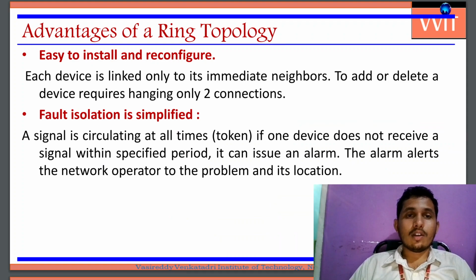The advantages of ring topology are that it is easy to install and reconfigure. Each device is linked only to its immediate neighbors. To add or delete a device requires changing only two connections. Fault isolation is simplified. A signal is circulating at all times. If one device does not receive a signal within a specified period, it can issue an alarm. The alarm alerts the network operator to the problem and its location.